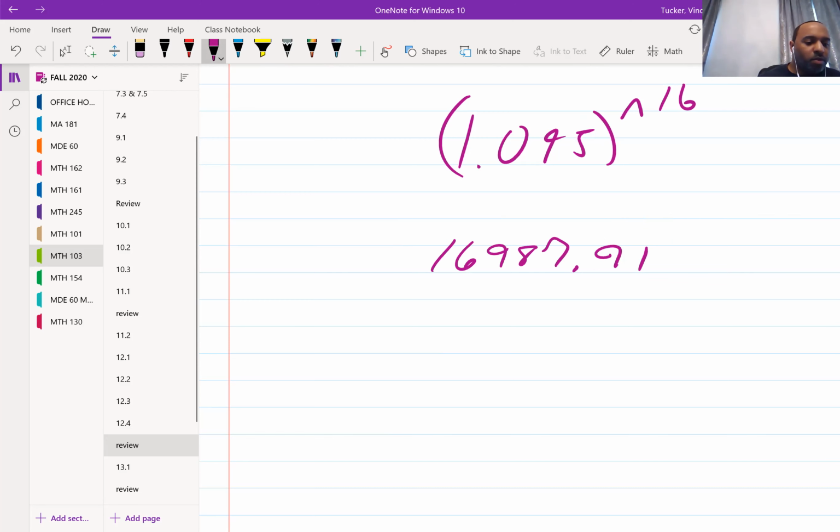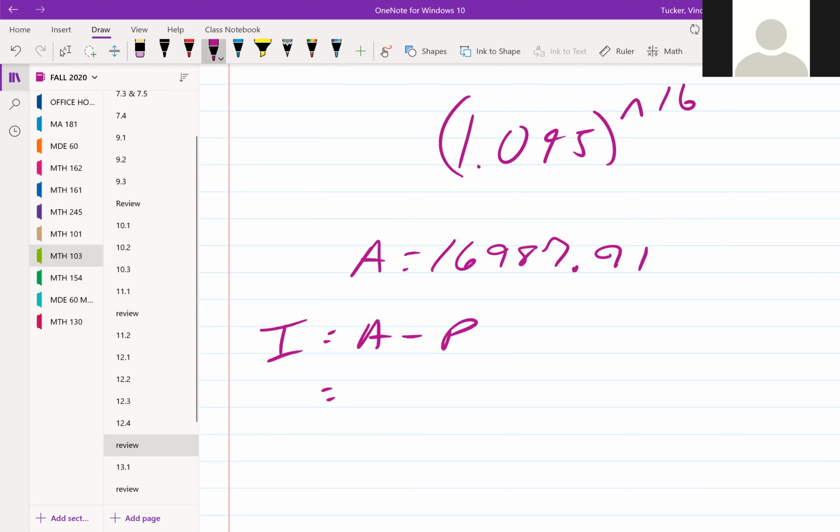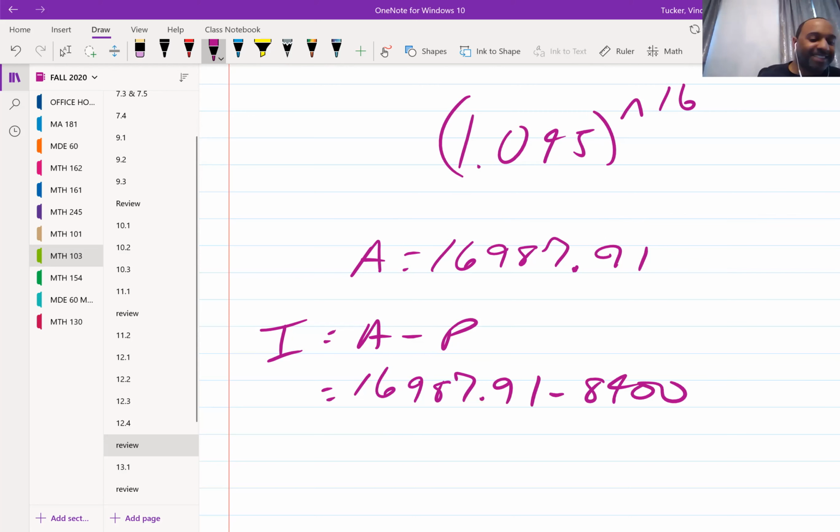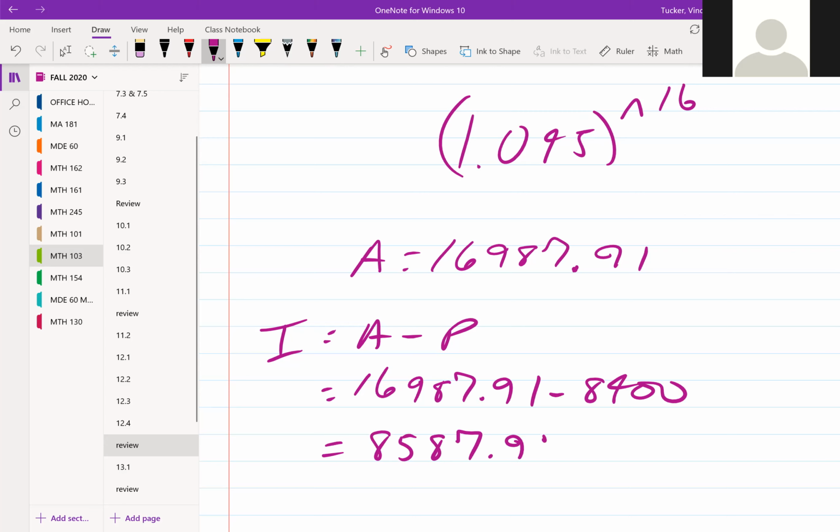1.0451 raised to the 16th power, times 8,400. Yeah, that's A right there for me. And you subtracted that by 8,400? Well, this is my A. I believe it's right. I'm hoping. I'm hoping too, because the other ones were wrong. Man, it looked right. So this should be the answer right here.